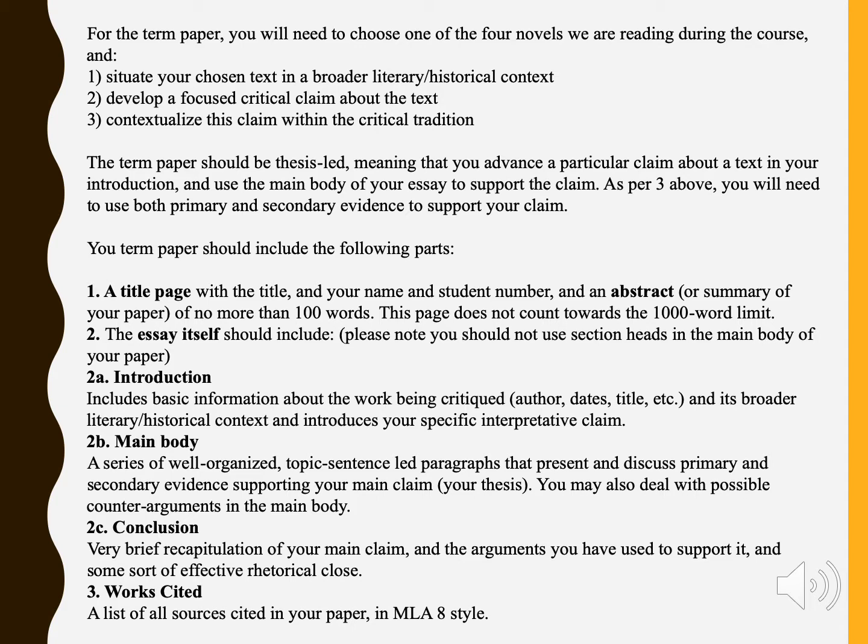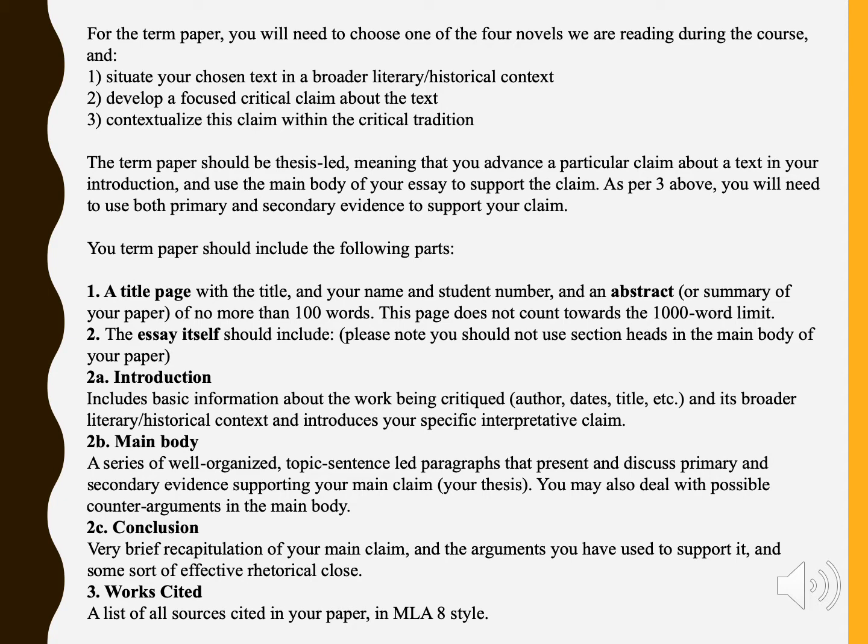Going on, there's the basic description of the term paper. You need to, 1, situate your chosen text in a broader literary historical context. So you've got to create some sort of framework for your discussion of a novel. You then need to, very important, develop a focused critical claim about the text. So you're going to make an argument, and that's what I'm going to be talking about today. And you're going to contextualize this claim within the critical tradition.